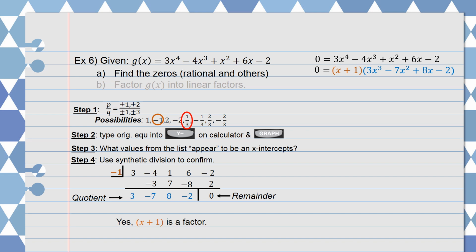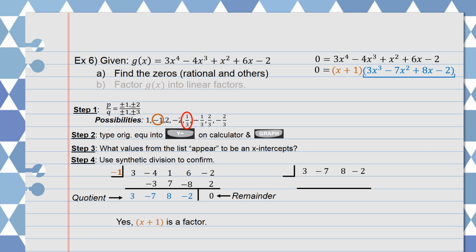Now we're ultimately trying to factor this. We have factored out the x plus 1, but the second piece, the 3x cubed minus 7x squared plus 8x minus 2, we would try to factor by grouping because it has 4 terms, but it turns out it does not factor that way. So what do? Well, it means we need to try synthetic division again. But this time the values that we use are the coefficients of the quotient. So we will have a 3, -7, 8, and -2. Why is it the quotient? Because that's the piece we're trying to factor into smaller pieces.